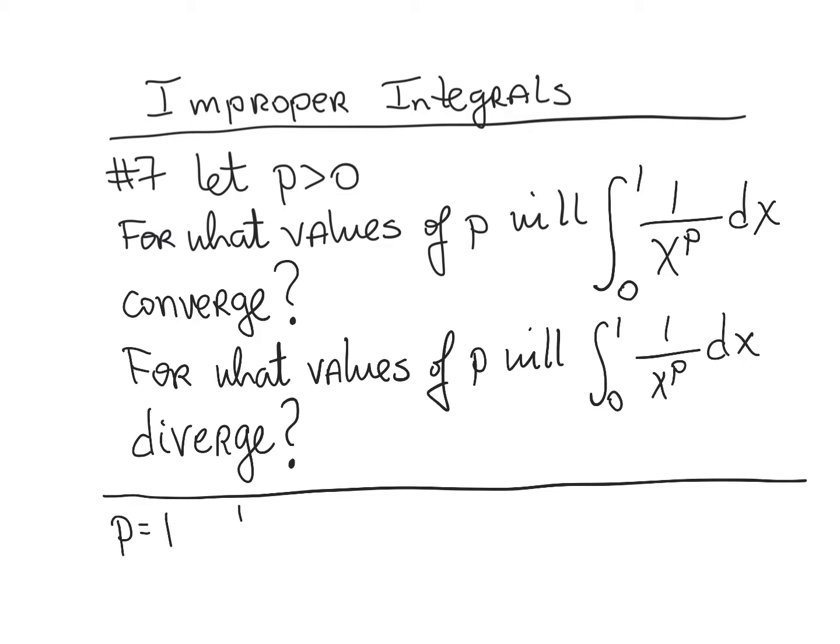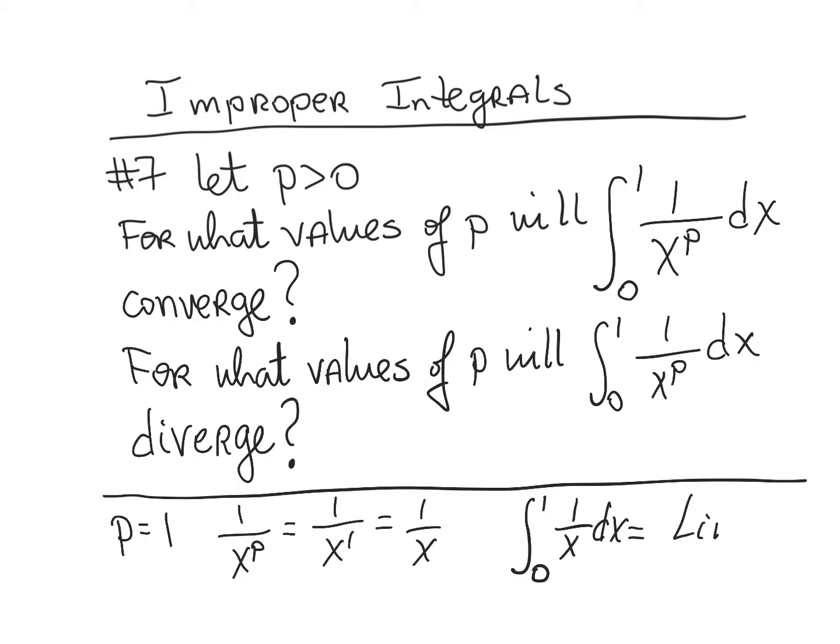So first we'll consider the case p equals 1. That means 1 over x to the p is 1 over x. We already did this case in an earlier video, but I'm just going to go ahead and repeat this here. The integral from 0 to 1 over x dx can be expressed as the limit as t approaches 0 from the right of integrals from t to 1 of 1 over x dx.